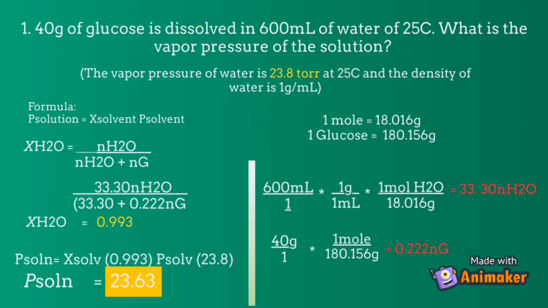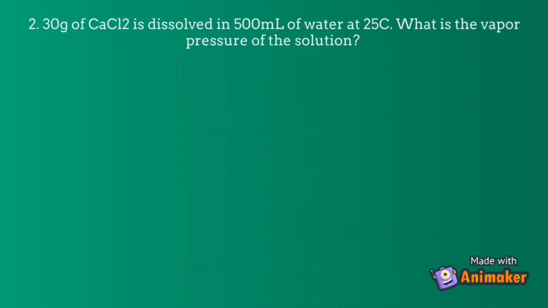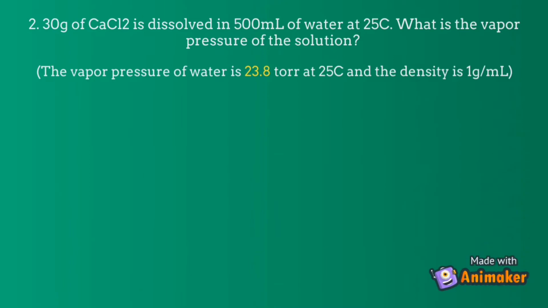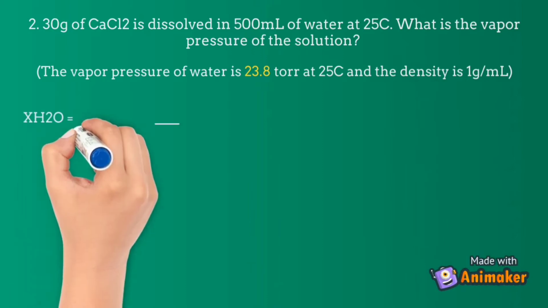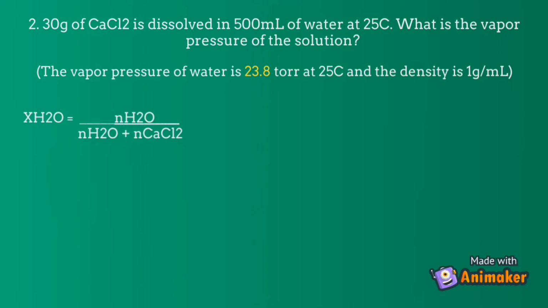Moving on to our second problem, we have here 30 grams of calcium chloride dissolved in 500 ml of water at 25 Celsius. What is the vapor pressure of the solution? Again, the vapor pressure of water is 23.8 torr at 25 Celsius and the density is 1 gram per ml. Now we already have our P solvent, which is the 23.8 torr.